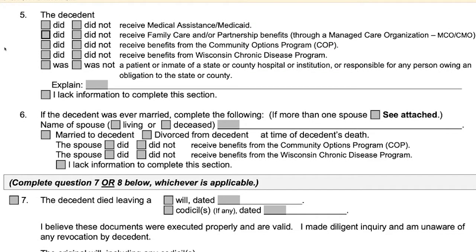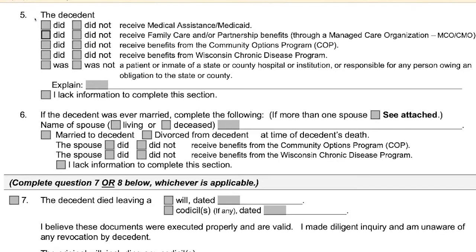Paragraph number 5 asks about what state aid the decedent received. It has a few options here. It's possible that if the decedent was very sick prior to passing away, that they would have received all of these benefits. So it would be helpful if prior to sitting down with the application, you looked into what medical care the decedent received from the state prior to death.